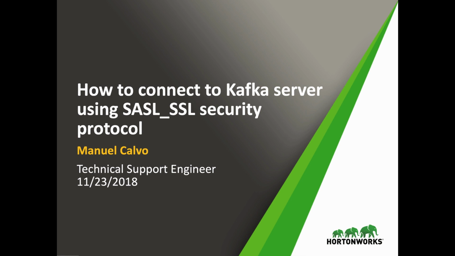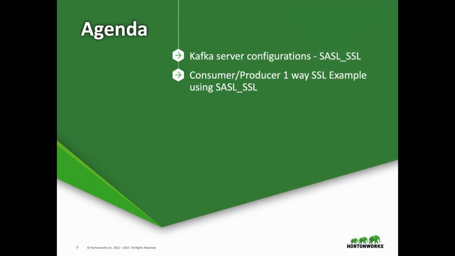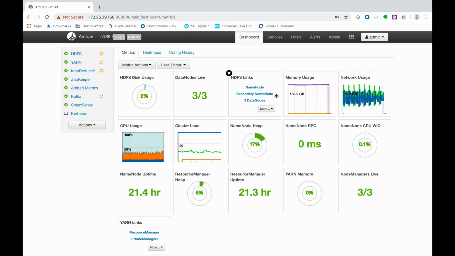Today, in this video article, we will discuss how to connect to a Kafka server using the SSL security protocol. In the agenda, first, in the Ambari console, we will review the Kafka server configurations needed to enable the SSL protocol, and then we will review a consumer-producer client example using a one-way SSL connection in order to connect using this protocol. So, let's proceed with the Ambari console configuration.